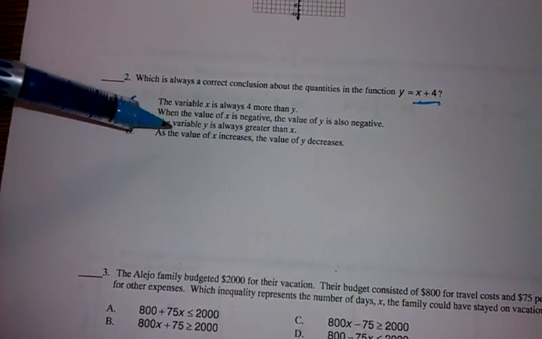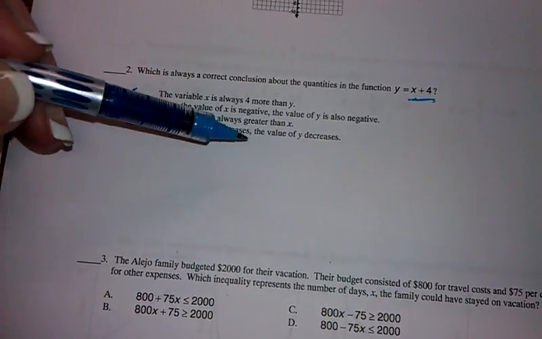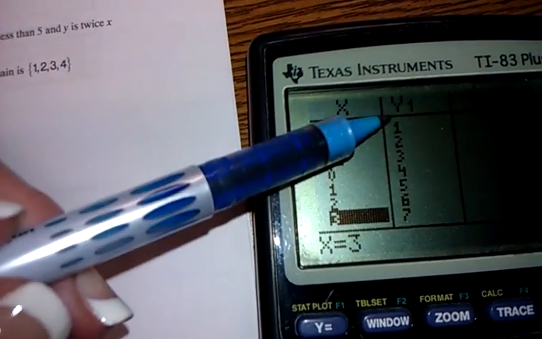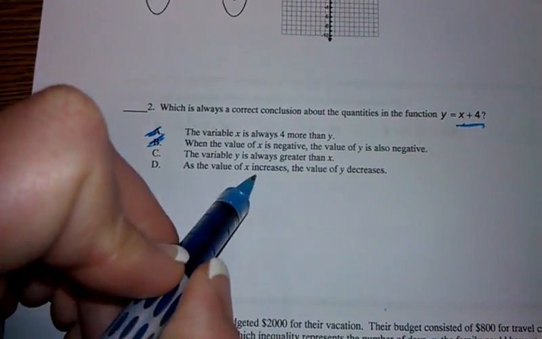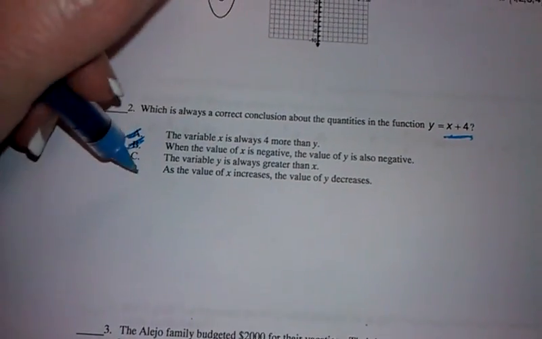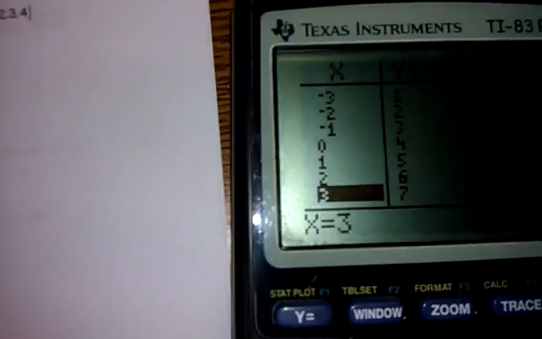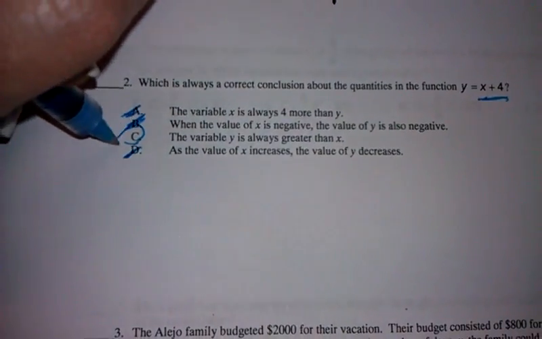Looking at D, it says as the value of x increases, the value of y decreases. X is going up. Y is going up. Wait a minute, that said that y was decreasing. Well, no, when x increases, y increases, so it's not that. It says the variable y is always greater than x. If you go through the whole table, you will find that the y value is always bigger than the x. So your answer would be C.